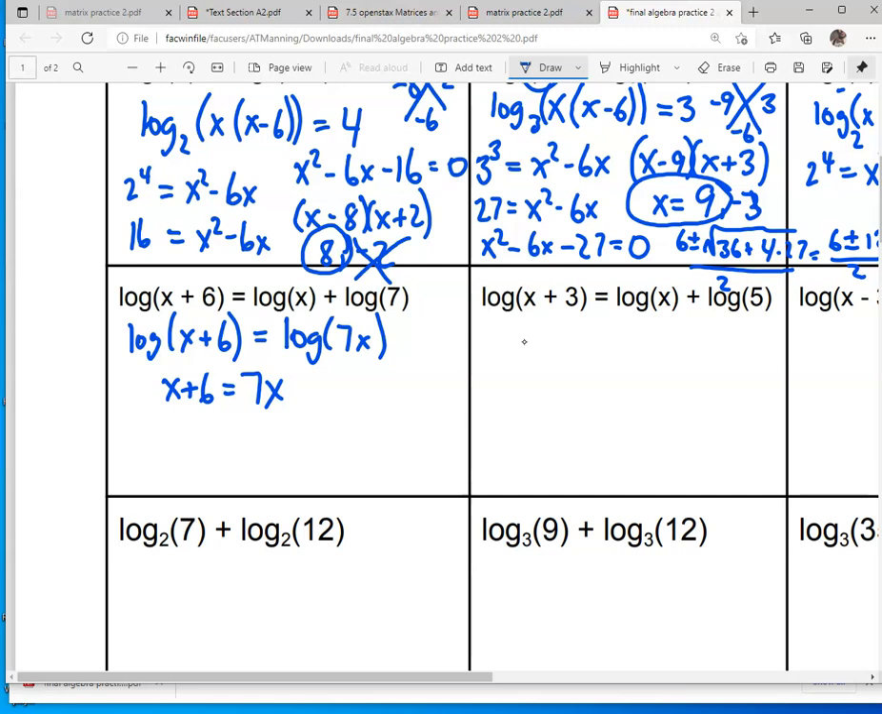Subtract 1x from both sides, and I get 6 equals 6x. You subtract x from both sides, so I have 6 left over by itself. The x's go away. This becomes a 6x. Now we divide both sides by 6, and I get 1 equals x.